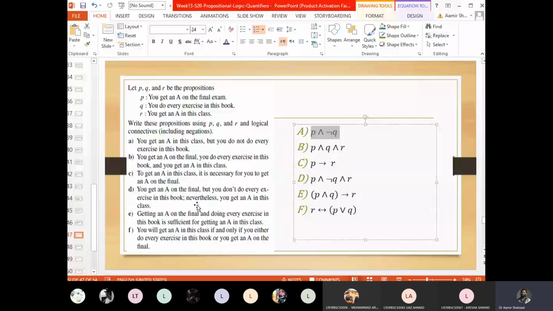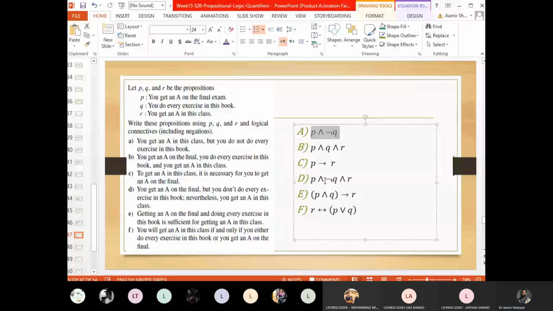Next: you get an A in the final, but you don't do every exercise in this class. Nevertheless, you get an A in this class. So nevertheless is again the same as the AND operator. You get an A in the final, so it's P, but you don't do every exercise in this class, so it's not Q. Nevertheless, you get an A in this class, so AND R. So P and not Q and R.